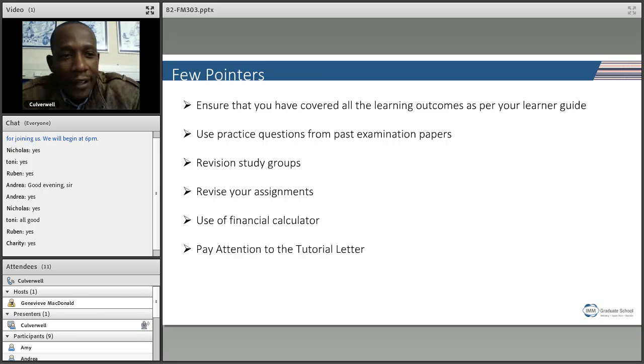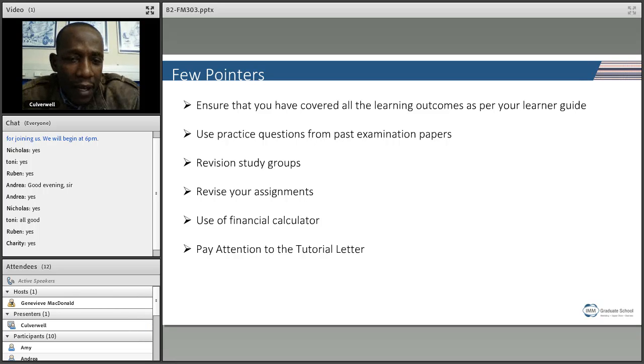Use of financial calculator. You guys are doing FM303. The assumption is you've passed FM2 and you know the concept of time value of money and how to use the financial calculator. And the prescribed calculator for this module is your HP10B2+. And whenever you're doing any calculations using the financial calculator, you should make an indication on the inputs that you're punching on your calculator. That will be a part of your working, which will then give you some marks whenever the examiner is going through your work.